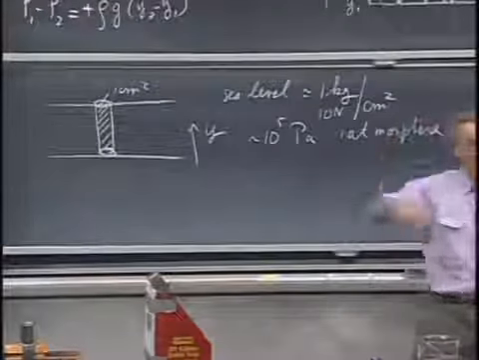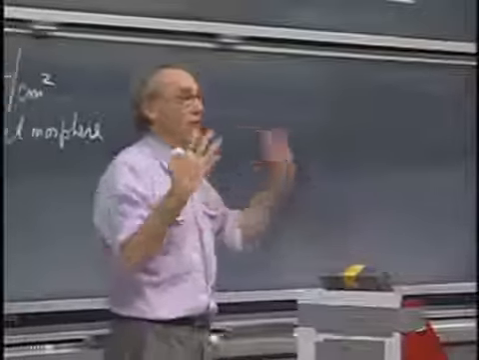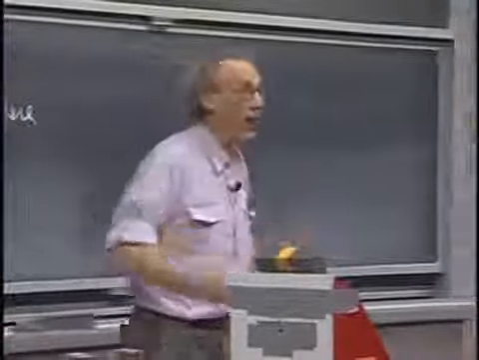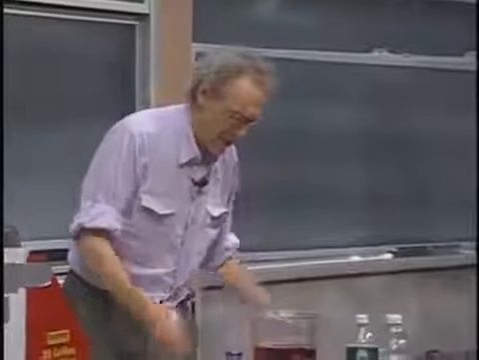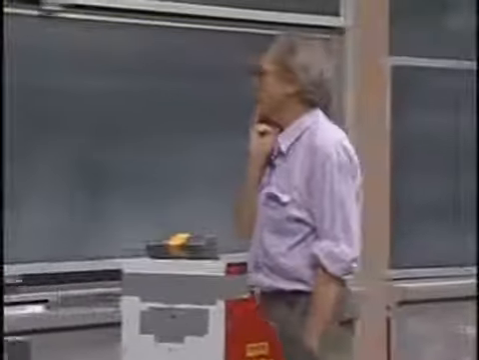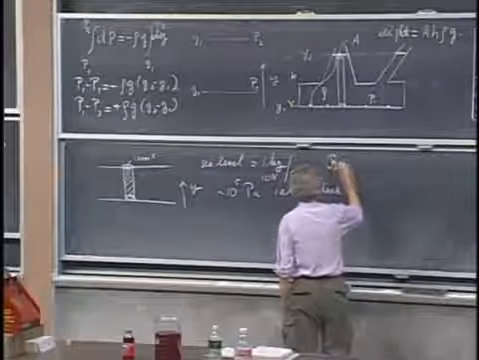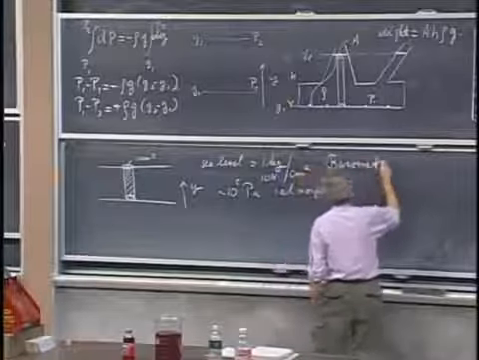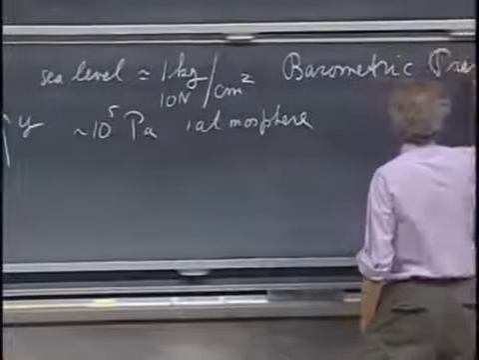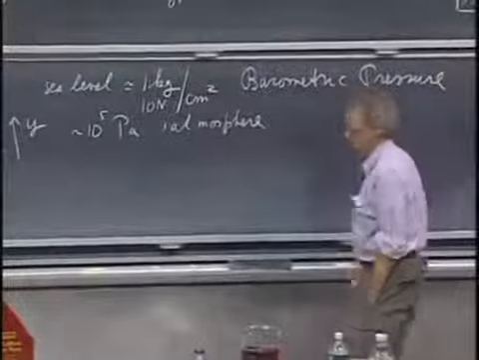So the air pushes down on us, that gives us the atmospheric pressure, not unlike the way that liquid pushes down because of its weight and increases pressure as you go down. This atmospheric pressure is also often called barometric pressure. The idea of a barometer.